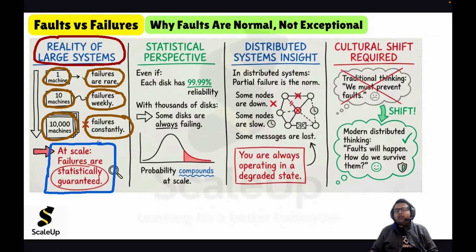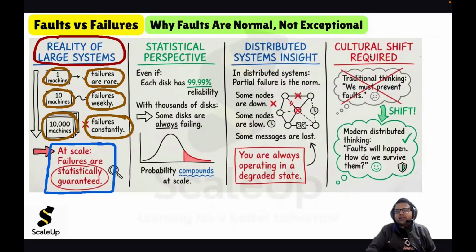If you are involved in the system design of a very big web application with huge traffic, and you are trying to scale it, then you will frequently come across failures. So failures are statistically guaranteed.